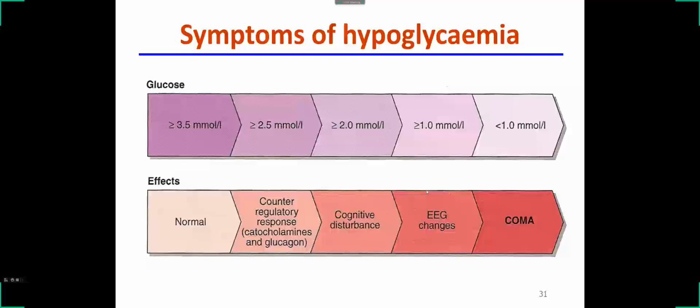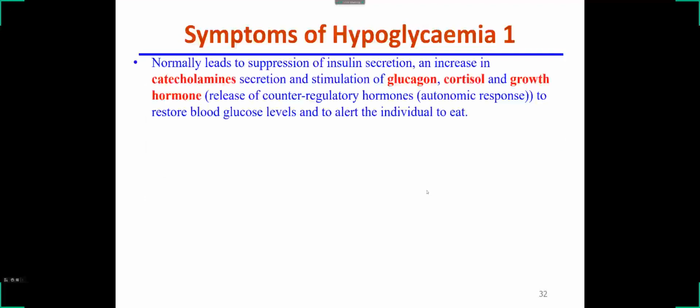What are some symptoms of hypoglycemia? Initially, as you start to get lower, you get counter-regulatory responses, so catecholamines and glucagon rise. You start to see cognitive disturbances, heart changes, and eventually the patient will go into a coma as glucose gets lower and lower. So it's a very, very, very serious situation, and it needs acute attention for hypoglycemic patients.